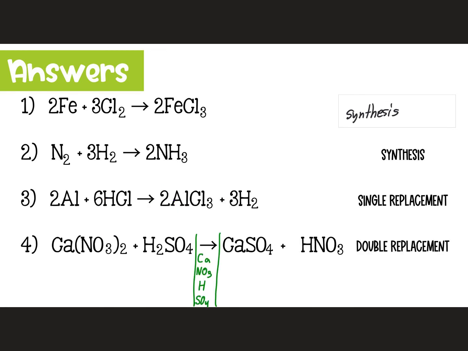We start off with 1 calcium on each side, 2 nitrates on the left and 1 on the right, 2 hydrogens on the left and 1 on the right, as well as a sulfate on both sides. In order to balance this, we will double the number of nitric acids to make 2 nitrates and 2 hydrogens, and now our reaction is balanced. This was made so much easier by the fact that we kept the polyatomic ions together.